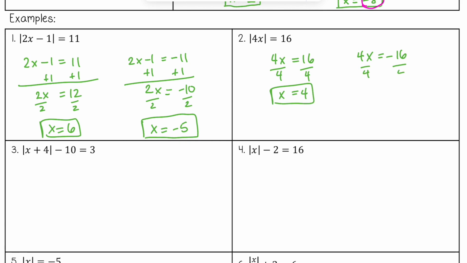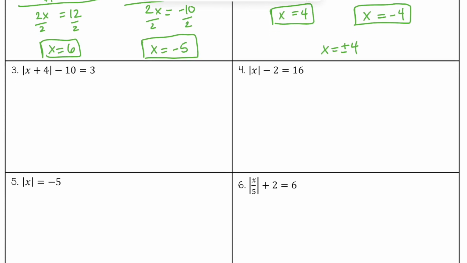Same thing over here. -16 divided by 4 is -4. You could also write this x equals plus or minus 4 if you would like.